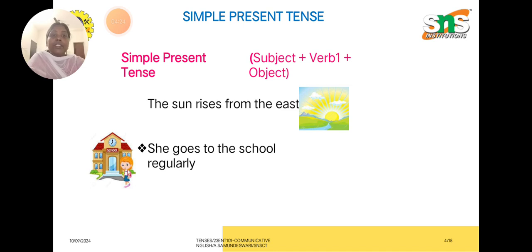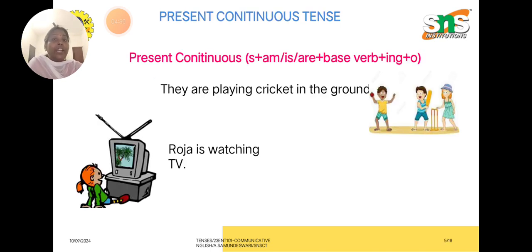The sun rises in the east, and she goes to school regularly. The term regularly denotes that the girl is used to going to school very often. And I can say we rarely go to movies, we go to church on Sundays. These are the terms that denote how frequently the action is taking place. Next we are moving on to the present continuous tense.